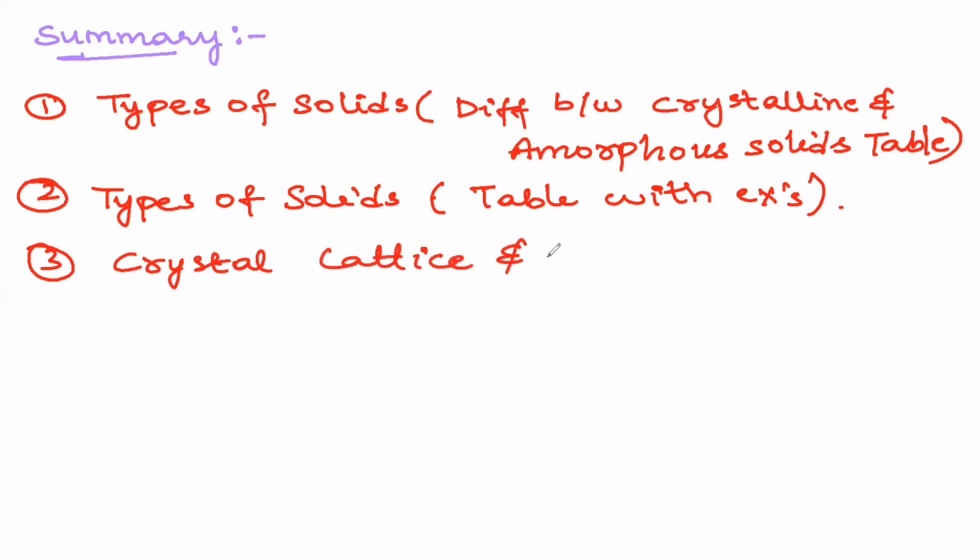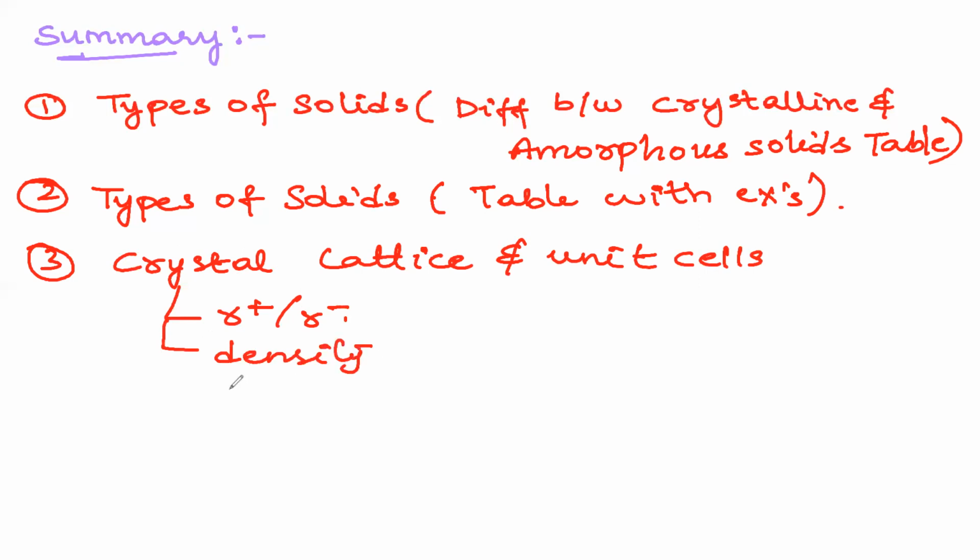Crystal lattice. In crystal lattice, we have to take care of this. First one, radius of cation to radius of anion ratios. Second one, density of crystals. Third one, writing formula of compound.